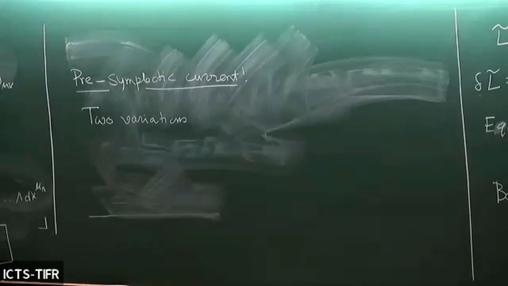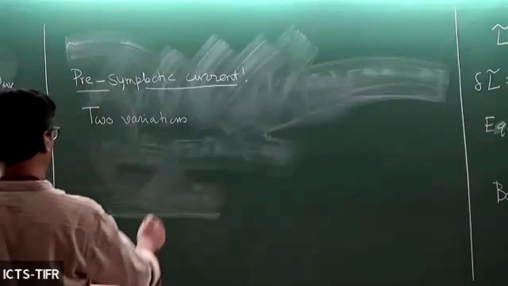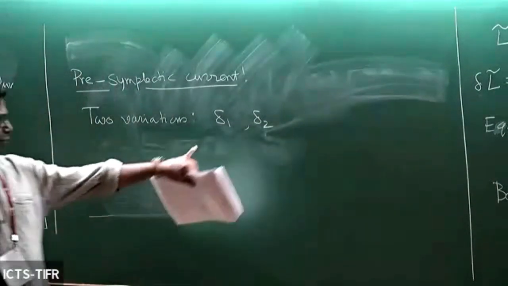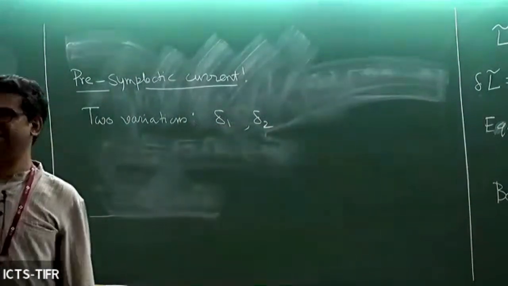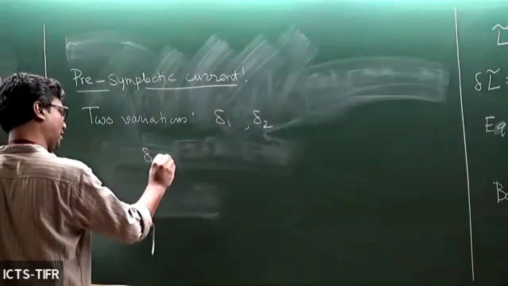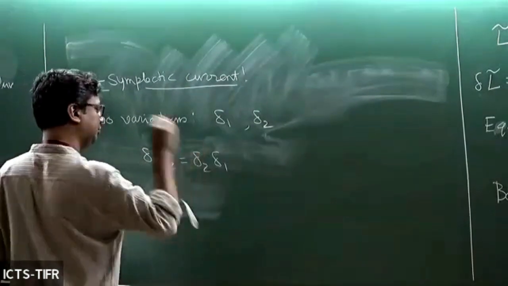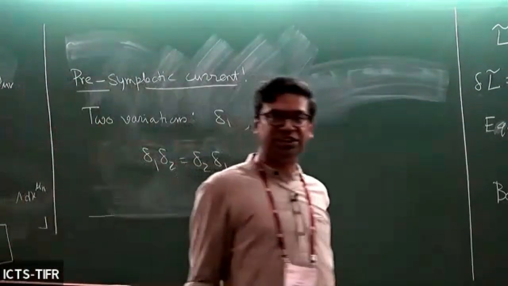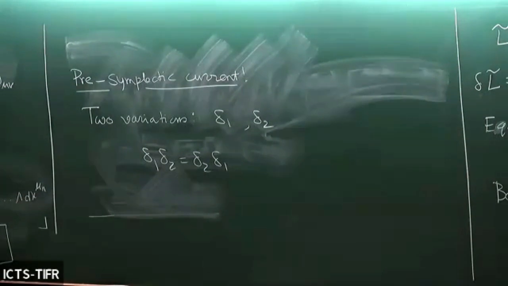Let me move in a direction delta 1 first, and then in a direction delta 2. I could have written delta 1 phi and delta 2 phi, but it doesn't matter, same thing. The only thing I'll assume is that delta 1 delta 2 equals delta 2 delta 1. That means if I move in the delta 1 direction and then the delta 2 direction, or move in the delta 2 direction and then the delta 1 variation, I arrive at the same point of the configuration space. These variations are chosen like that.